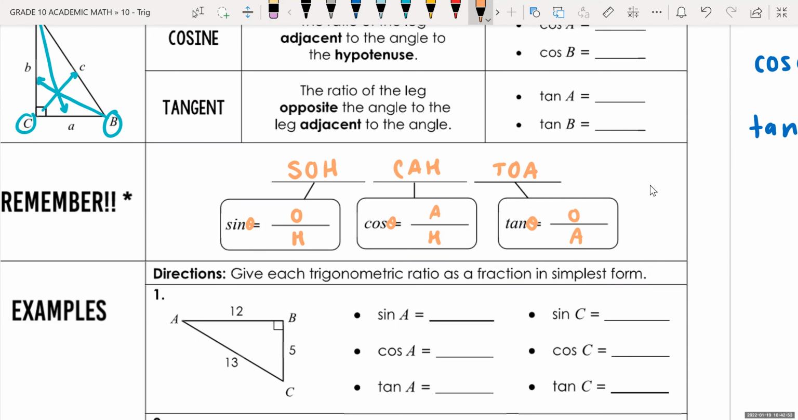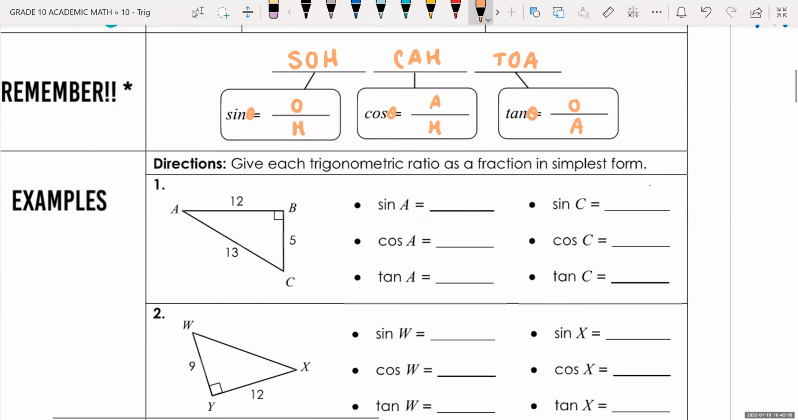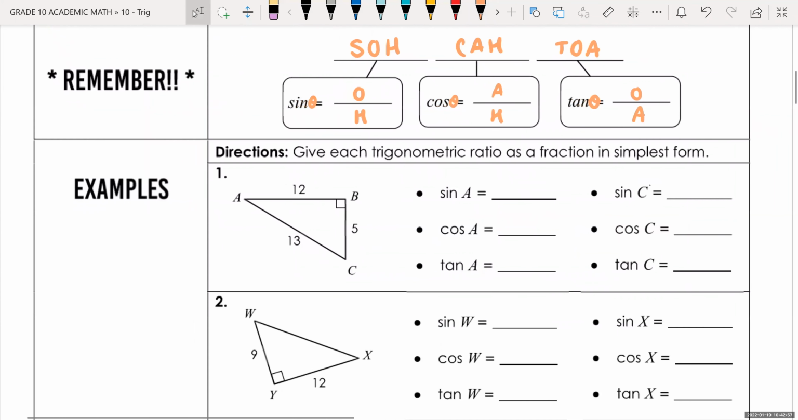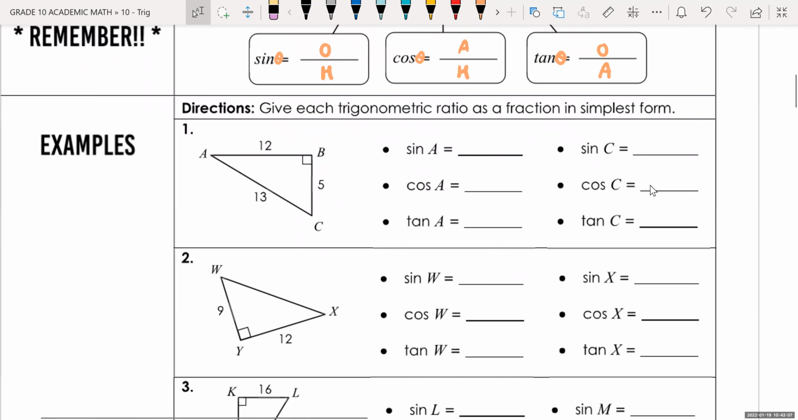Okay, so the best thing to do is just get into some examples. For this example, it says, give each trigonometric ratio as a fraction in simplest form. We're gonna go ahead and do the first one together, and then I'll give you guys a second to do questions 2 and 3, and we'll take it up.